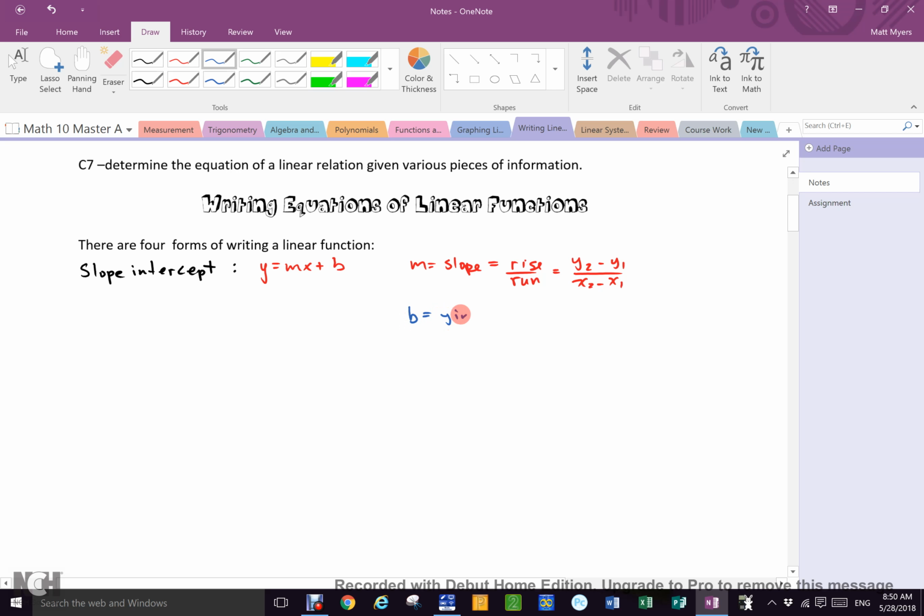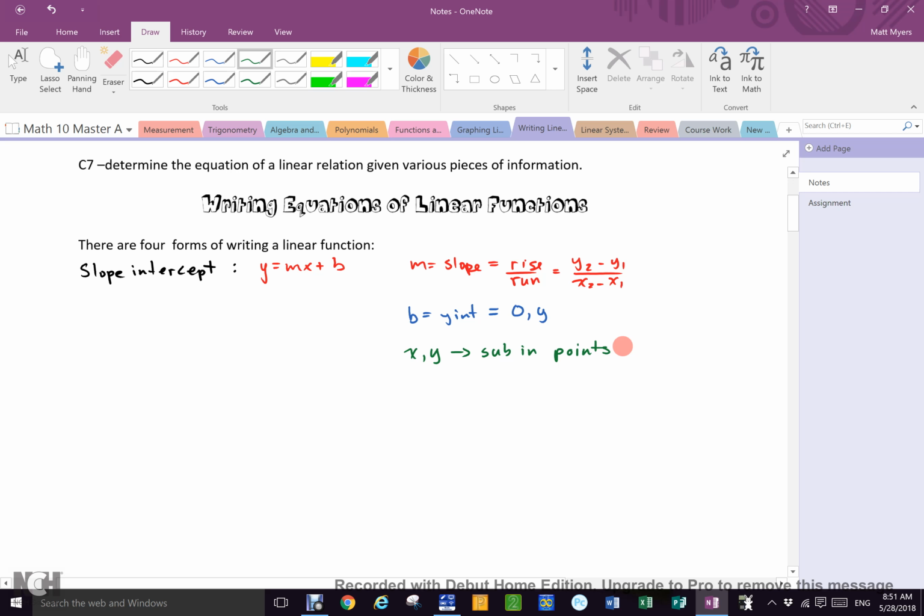What else do you know from slope intercept form? B is the y-intercept, which means, what else do we know about the y-intercept? Automatically, what is it? Somebody in the room knows something about the y-intercept. It is 0, comma y. Wonderful. Do we know anything else about slope intercept form? Yes, we do. Slope intercept form has an x and a y, so I can substitute in points.